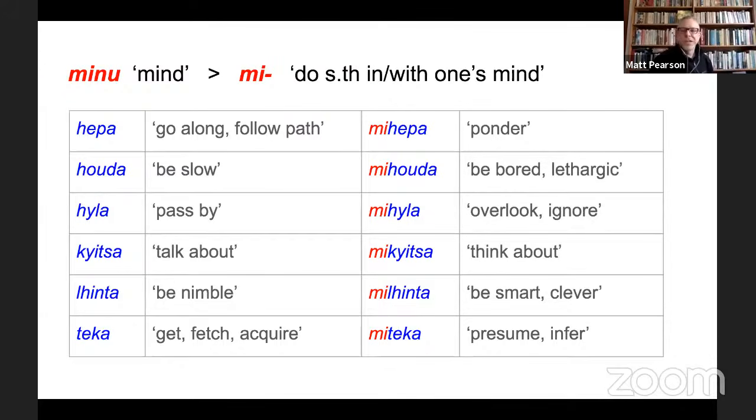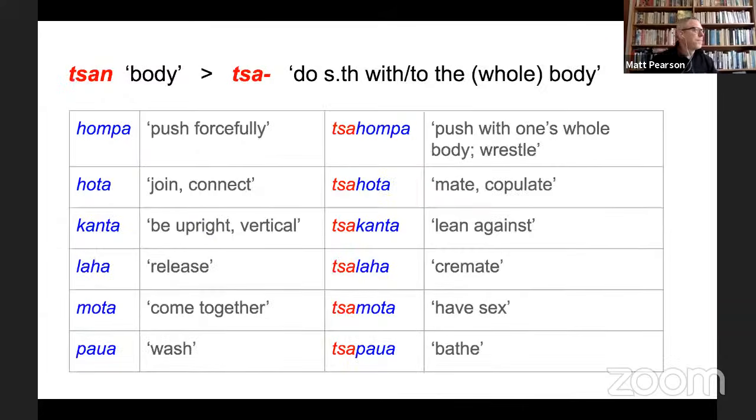Mihala would mean to pass by something with your mind, which is to overlook something or ignore it. Gaitsa is to talk about. Mikaitsa is to think about. Thinta means to be nimble. So mithinta means to be nimble with your mind. So that's to be smart or clever. Tega is to get or fetch or acquire. And so mitega is to presume or infer.